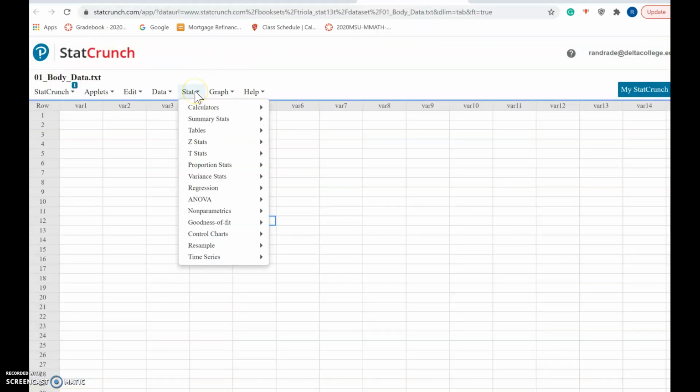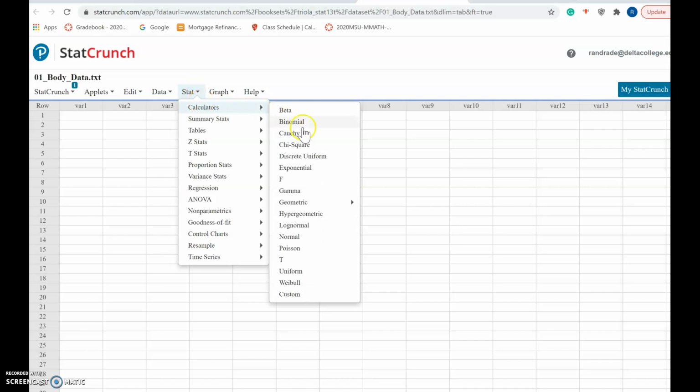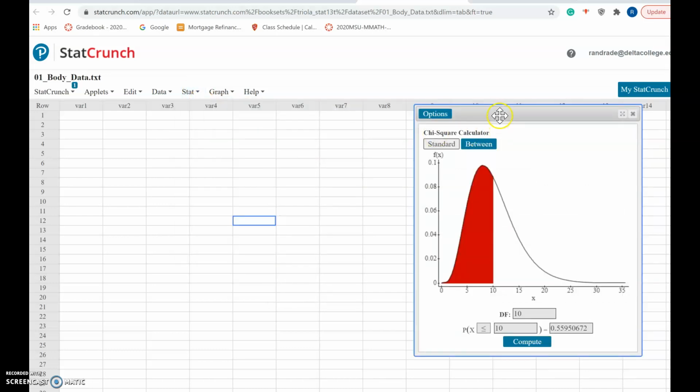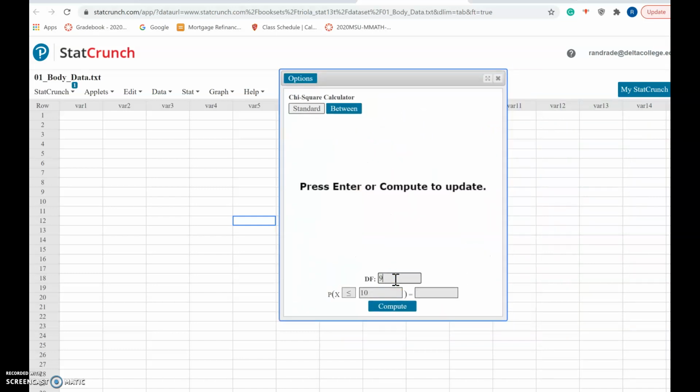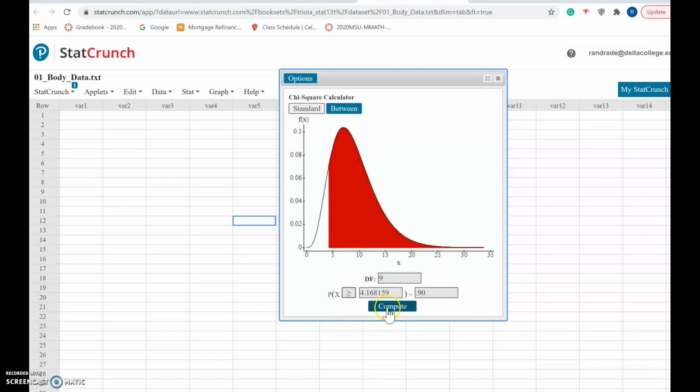Okay, let me show you how to find this with StatCrunch. You're going to go to Stats, Calculator, and then Chi-Square. And this is going to pop up. So we're using 9 degrees of freedom. You're going to put the area above here, so 0.90. And then you're going to adjust this portion. I don't need to compute. You can just see that that is 4.168. That's for the first one.